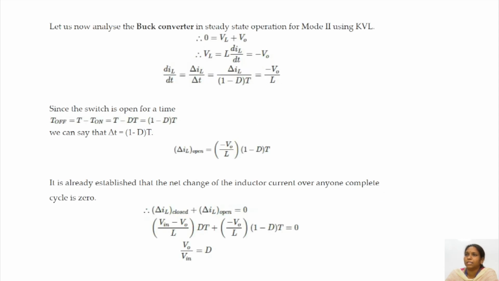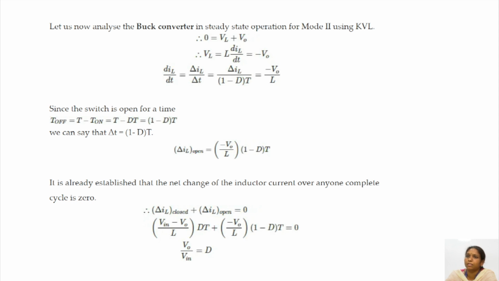So VL is written as L dIL by dt. So when you are substituting this VL in the above equation, we get L dIL/dt is equal to minus V naught. So substituting dIL as ΔIL and dt as (1 minus D) into T, the equation will become ΔIL is equal to minus V naught by L into (1 minus D) into T.